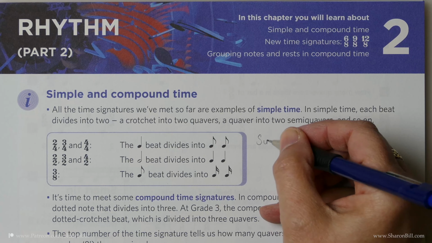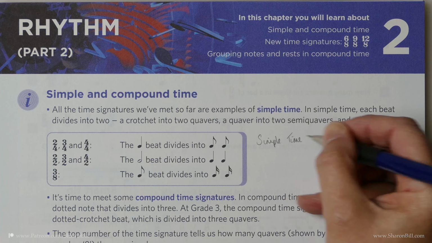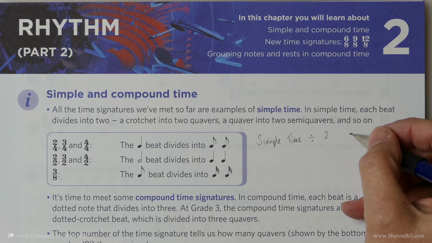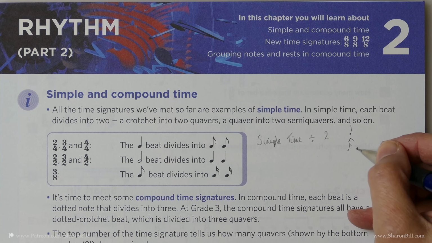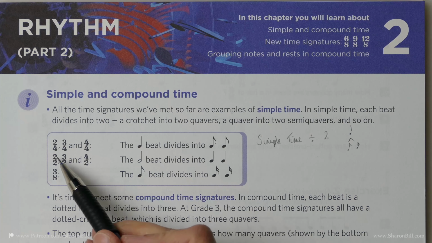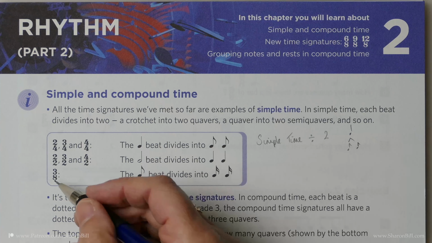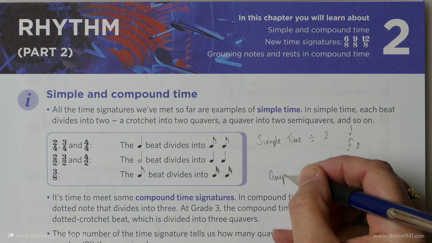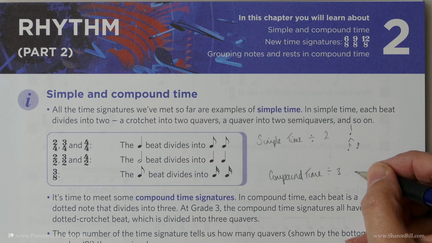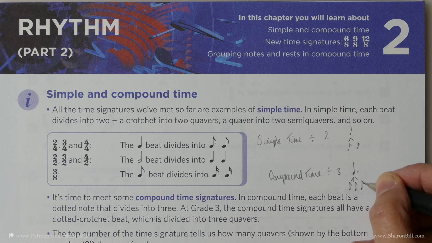Basically, simple time, which is the time signatures that you've dealt with so far, is basically where everything divides by 2. And so you can see that we have a crotchet that divides into 2 quavers, or a quaver that divides into 2 semiquavers. And so these time signatures are in simple time. And then compound time is where everything divides by 3. For example, we have a dotted crotchet that divides into 3 quavers.